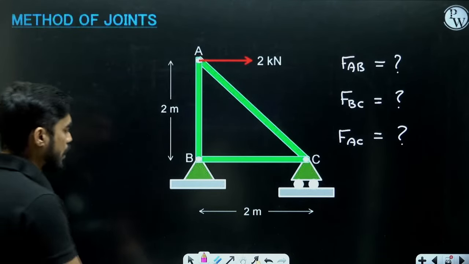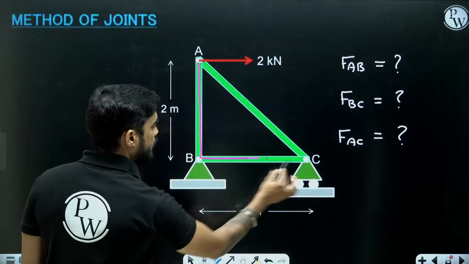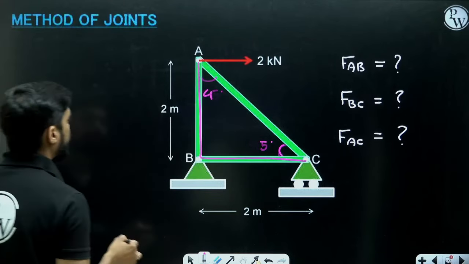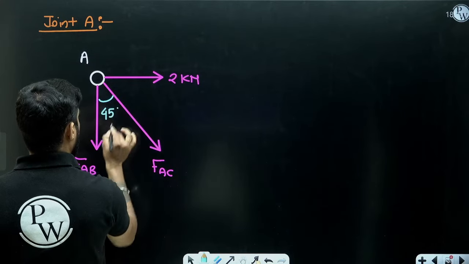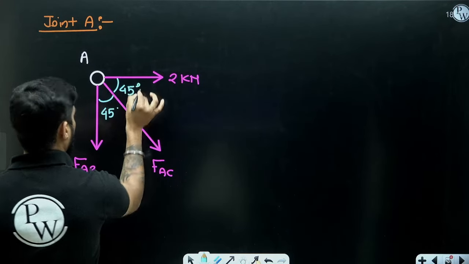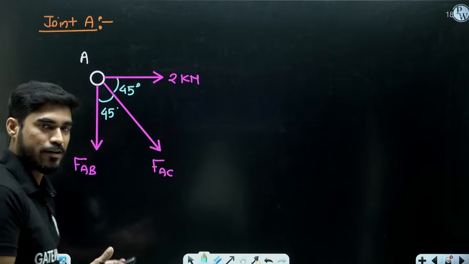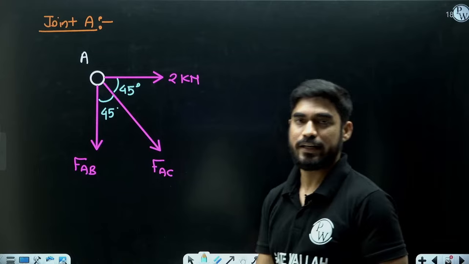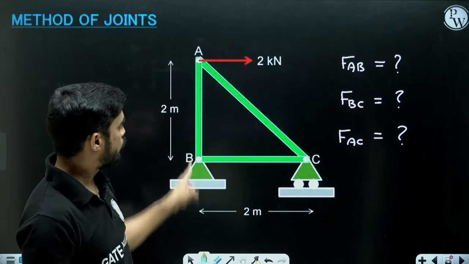Now, from this, you can easily tell this is 2 meter, this is 2 meter. So the angle is 45 degree. This angle is also 45 degree. So this angle is 45 degree. This is also 45 degree. Now, this is the free body diagram of joint A. I hope it is understood how you can isolate the joint and how you can draw the FBD of joint. The joint was subjected to 2 kilonewton force and the joint was connected to AB and AC.